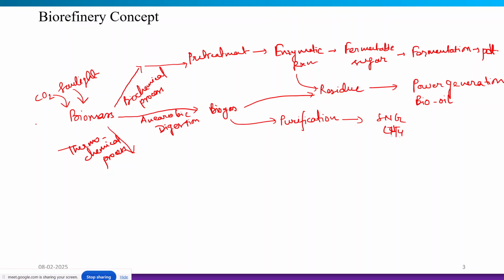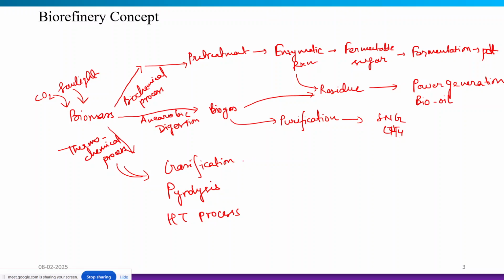So this is one part, that is the biochemical process. When we are considering the thermochemical process, it covers three processes: one is the gasification process, one is the pyrolysis process, and another one is the hydrothermal process.